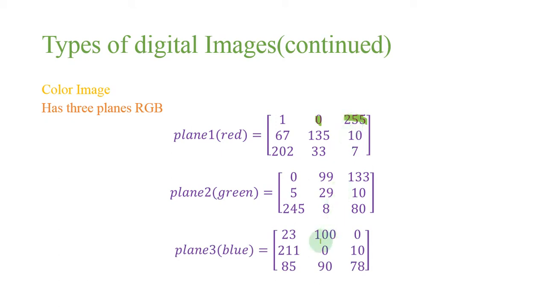The values in between 0 and 255 correspond to different shades of blue. Here the values between 0 and 255 correspond to different shades of green. Here the values between 0 and 255 correspond to different shades of red color. The final color is produced by the combination of these three planes. So the color at location first row and first column will be the combination of 1, 0 and 23.